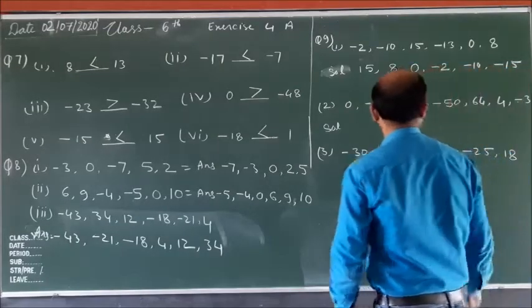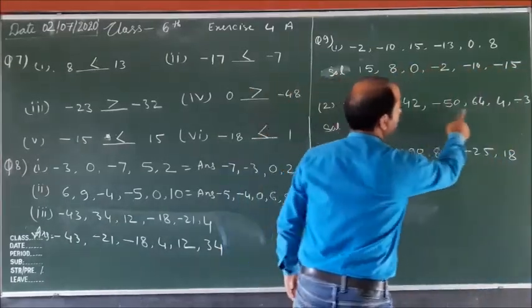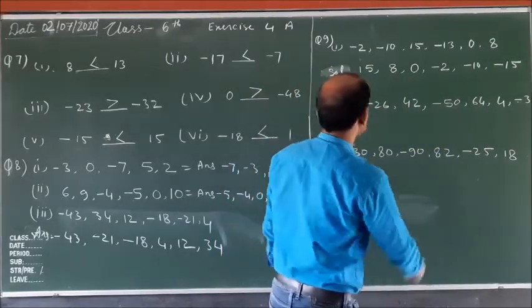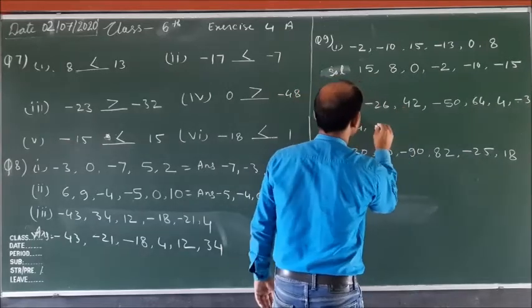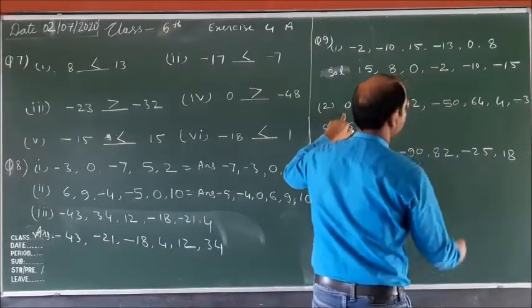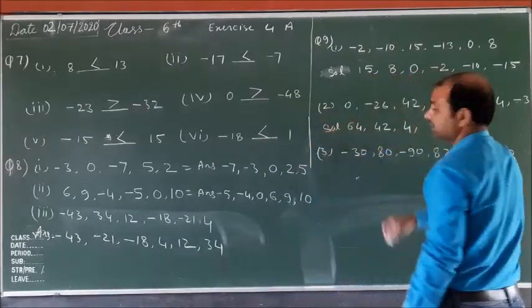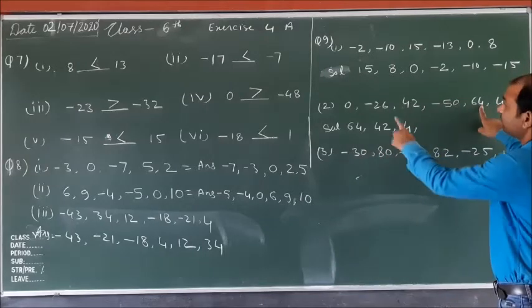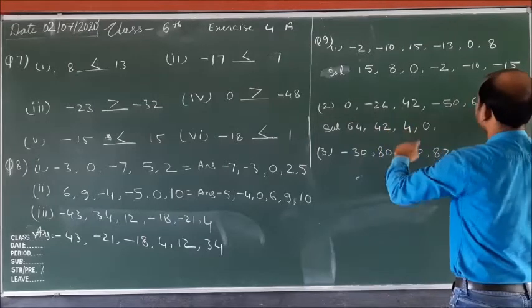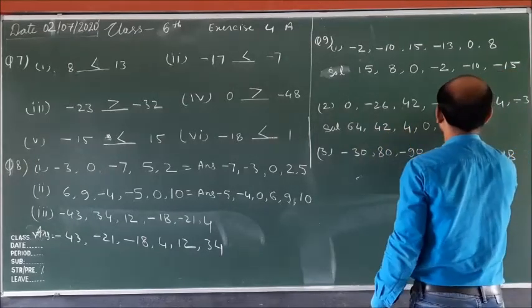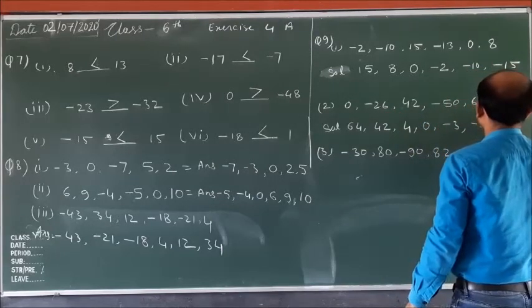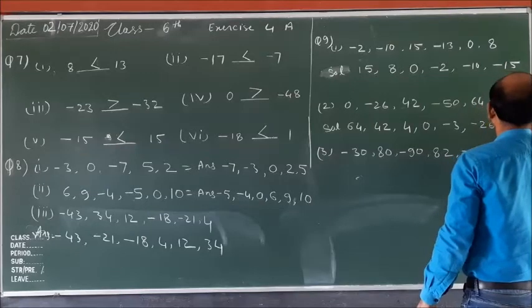Now the next question. Which is greater? 64. So first we write here 64. After 64, we write here 42. Yes, 42. After 42, we write here 4. Yes. After 4, we write here 0. After 0, we write here minus 3. After minus 3, minus 26. And the last one is minus 50.